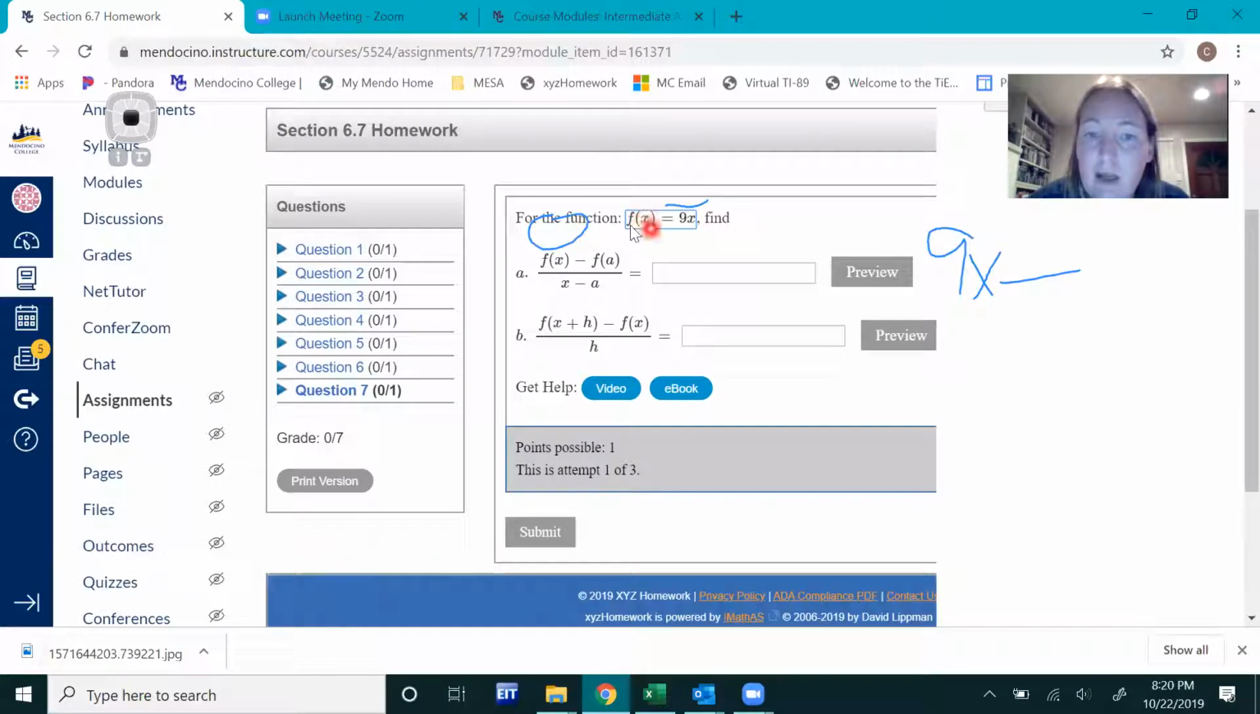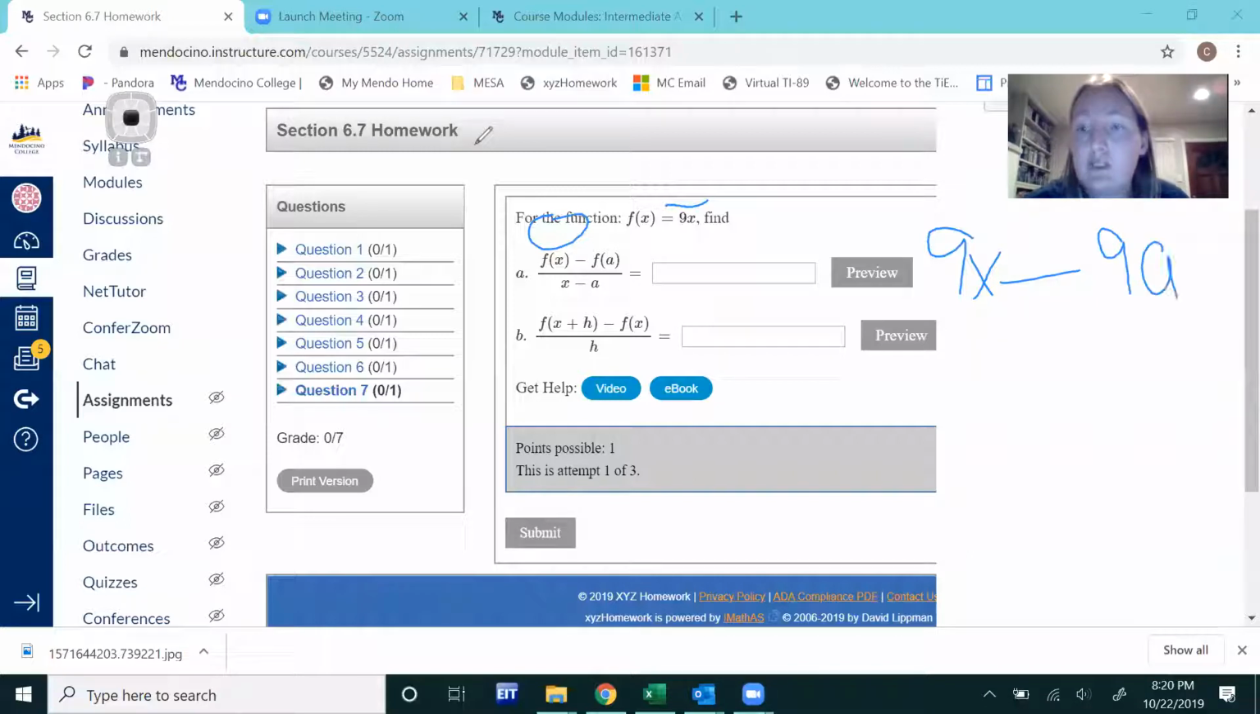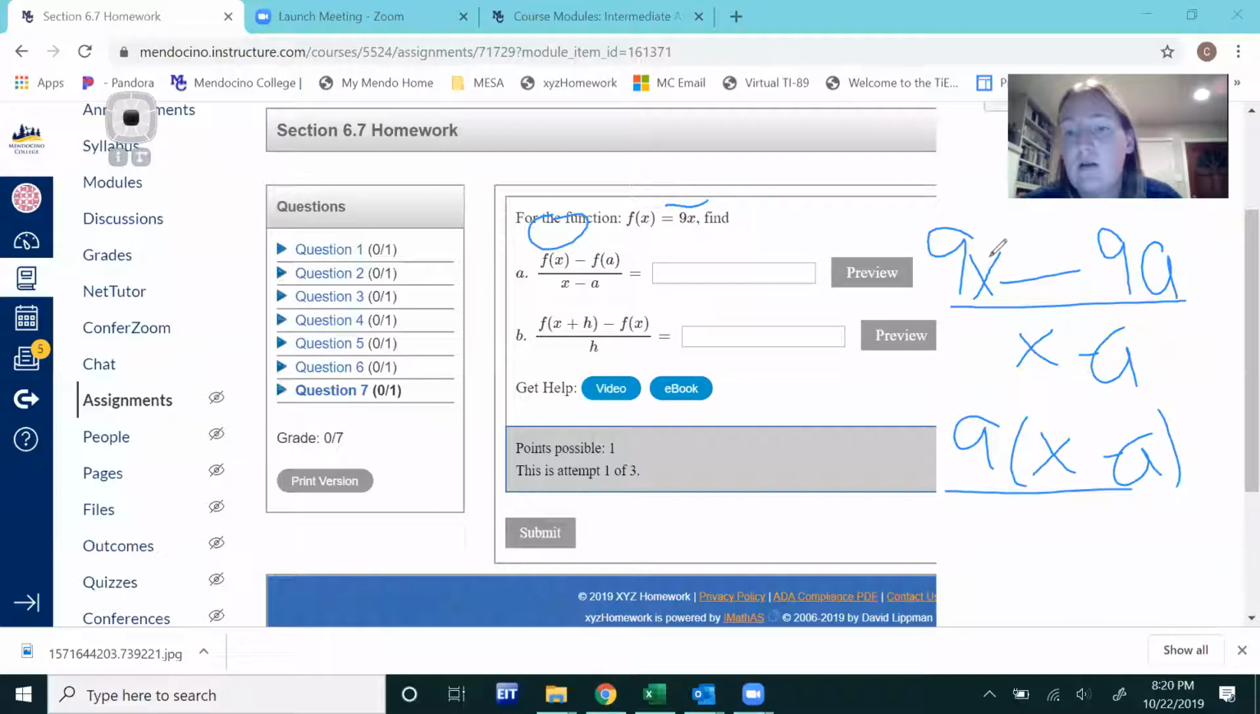instead of having an x right here, we have an a. So it'll be 9a, so we're going to subtract 9a. If it was a quantity, you'd need to make sure to put it in parentheses and subtract all things. Divided by x minus a. Well, we can factor out a 9, and then these factors cancel. They go in one time. And so our answer is just 9.